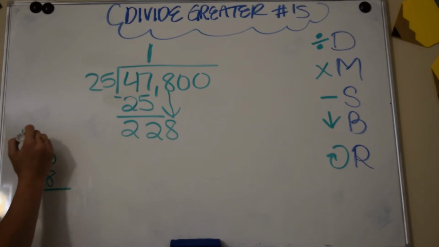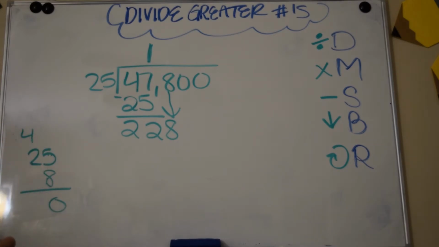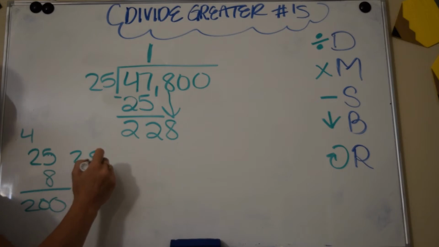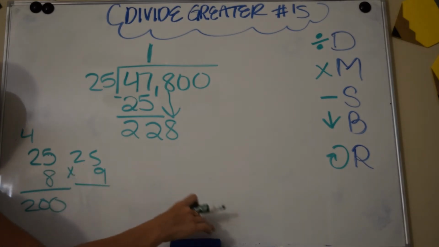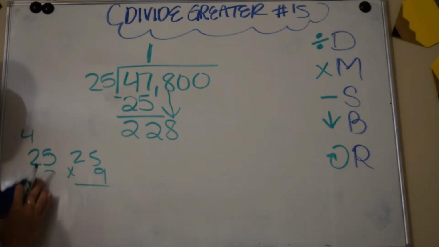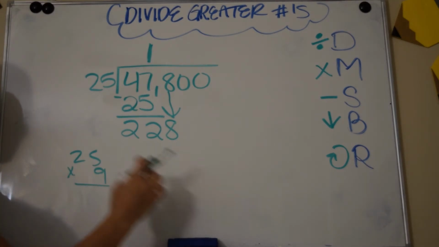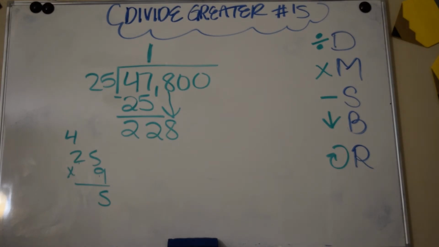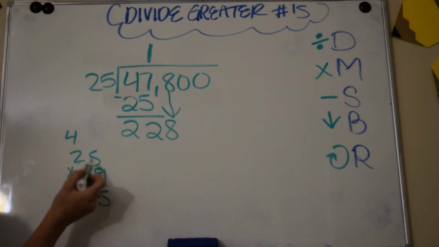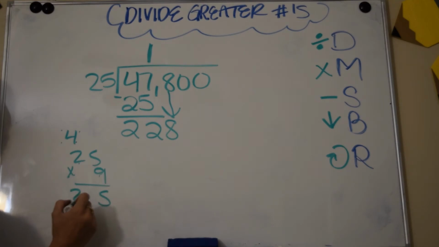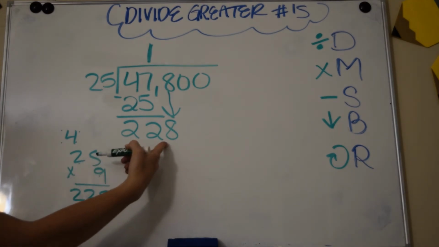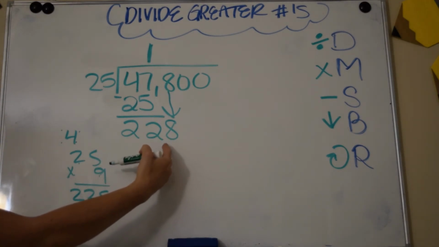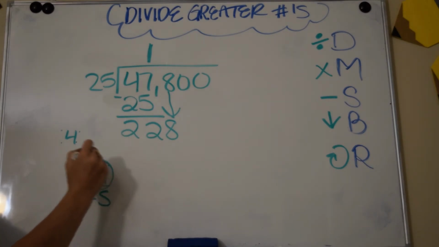8 times 5 is 40. 8 times 2 is 16, plus 4 is 20. Ooh, I'm very close. I'm at 200. I guarantee you that 25 times 9 is going to be the most I can fit in, and let's find out if I'm right. 9 times 5 is 45. 9 times 2 is 18. Plus 4 is 22. Ooh, look how close I am. I'm 3 digits away from this. So that means the most it can fit in is 9 times.